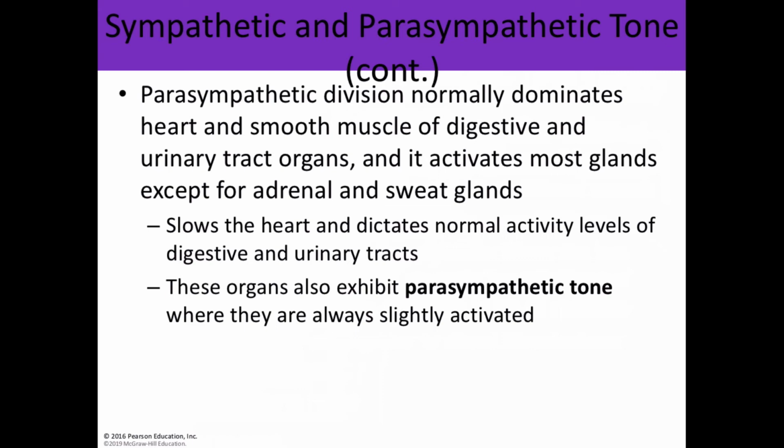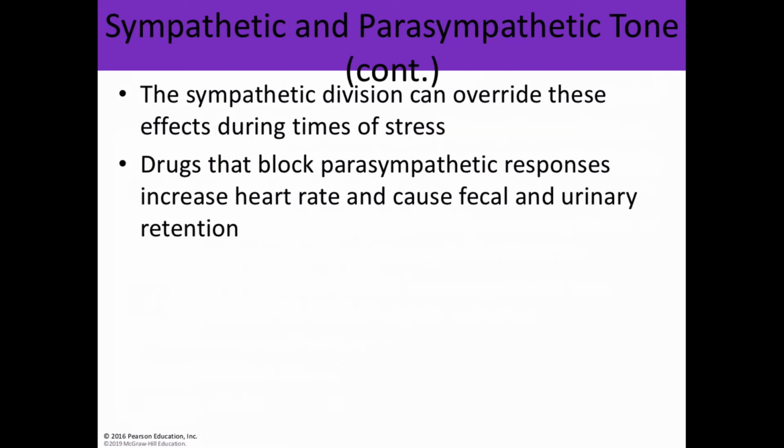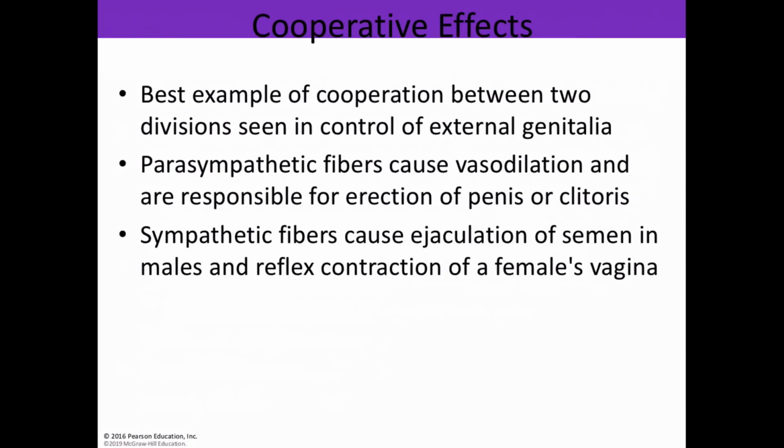So this, class, of course, is why these organs exhibit what is known as parasympathetic tone. In some cases, the sympathetic nervous system can and will override in stressful situations. So it would increase the heart rate and cause fecal and urinary retention. So drugs that block the parasympathetic responses do indeed increase heart rate and cause fecal and urinary retention.